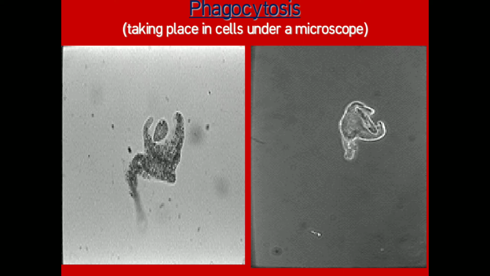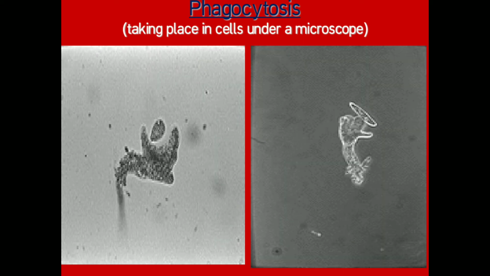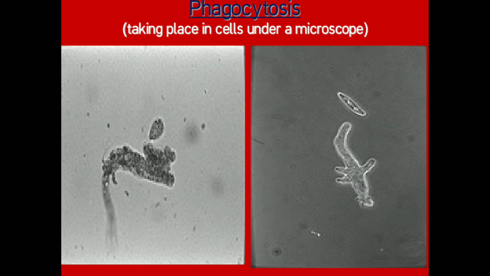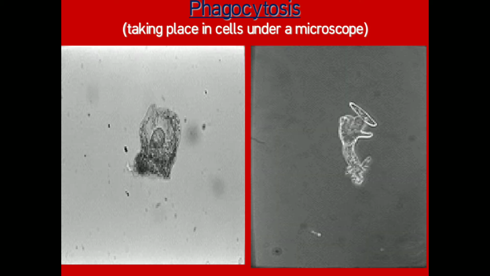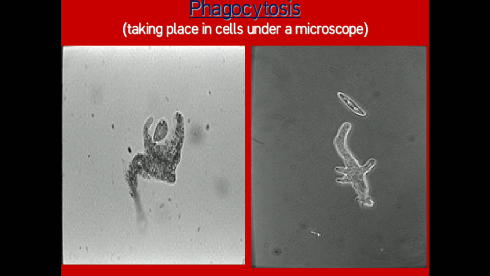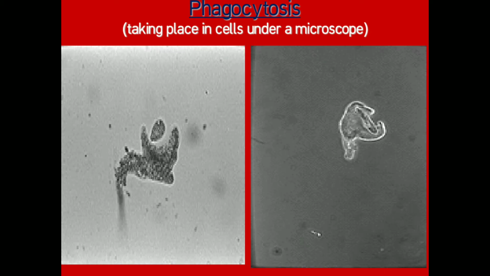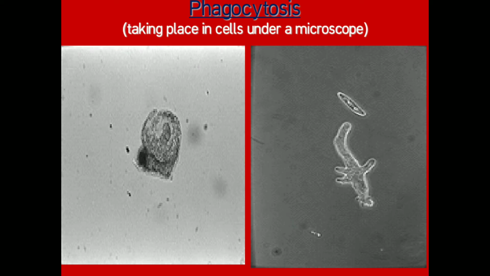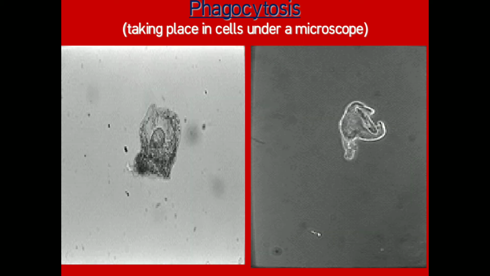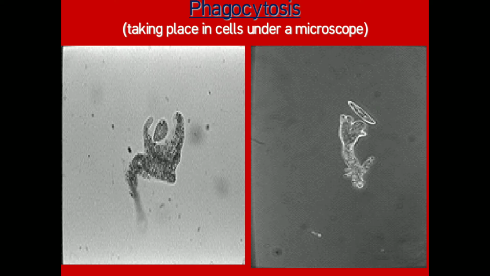In addition to that, phagocytosis is also involved in the formation of pseudopodia or false feet for the intake of molecules in lower organisms. But take note that the speed of phagocytosis varies with the size of the food particle. So we have here an amoeba taking or digesting food under the microscope.